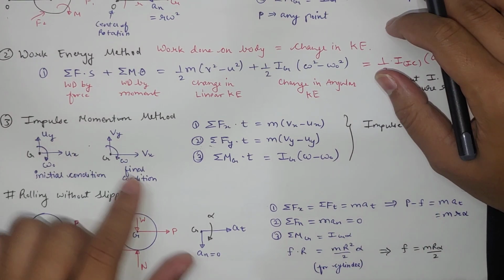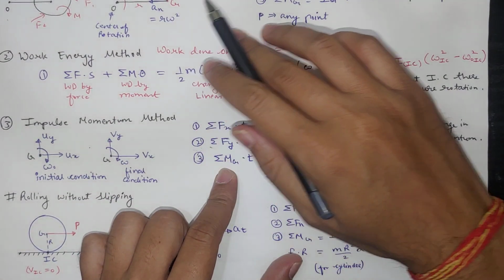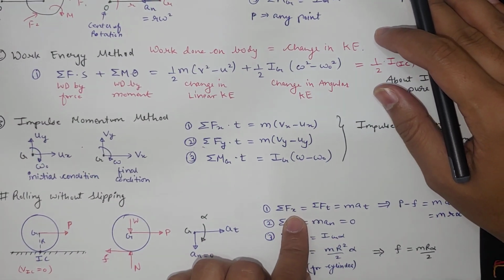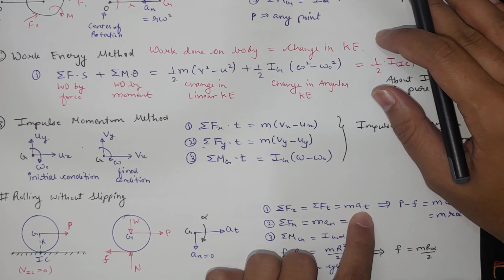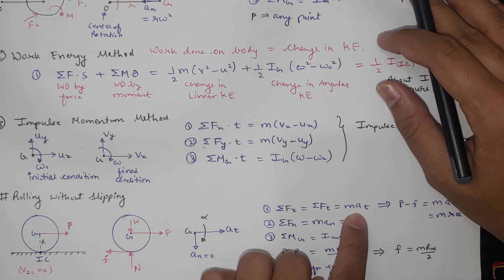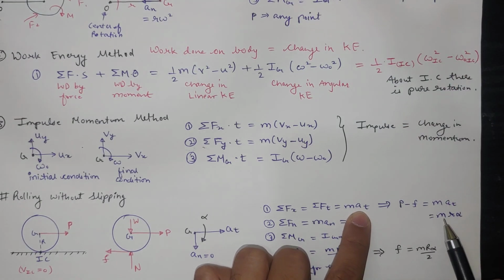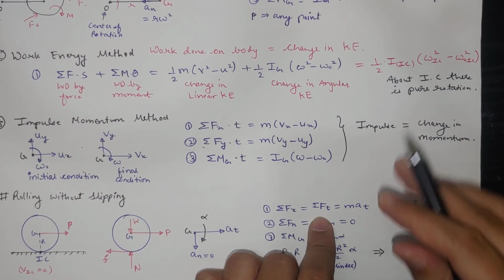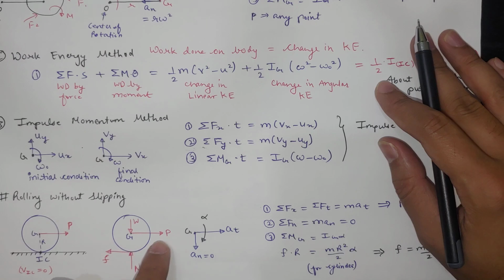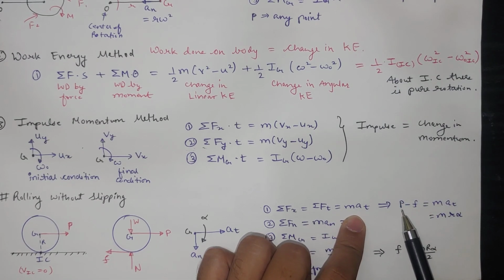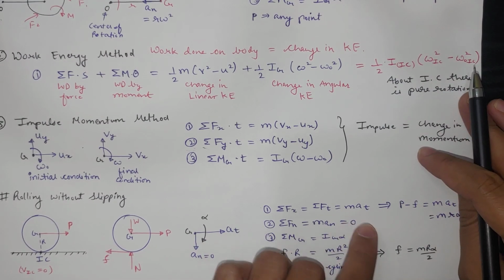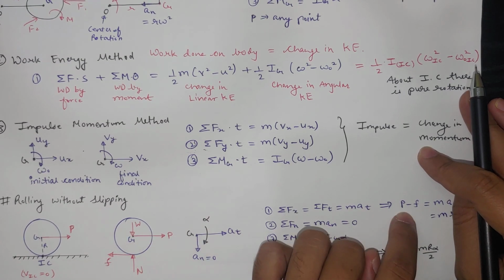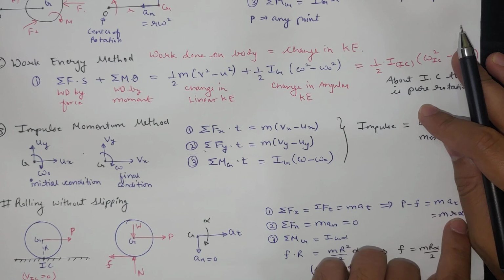Now if we apply the equations, in the D'Alembert method which we have discussed here, then the summation of forces in the x direction, which is the tangential direction, will be m into a_t. We know the tangential acceleration is m r alpha. The summation of forces in the tangential direction is P and F. So simply we write P minus F, minus because the tangential direction is positive and P is positive, F is negative. So P minus F is equal to m r alpha. First equation we got like this.